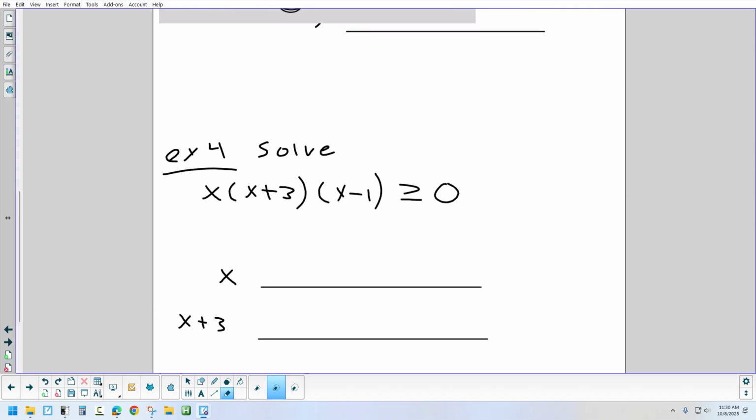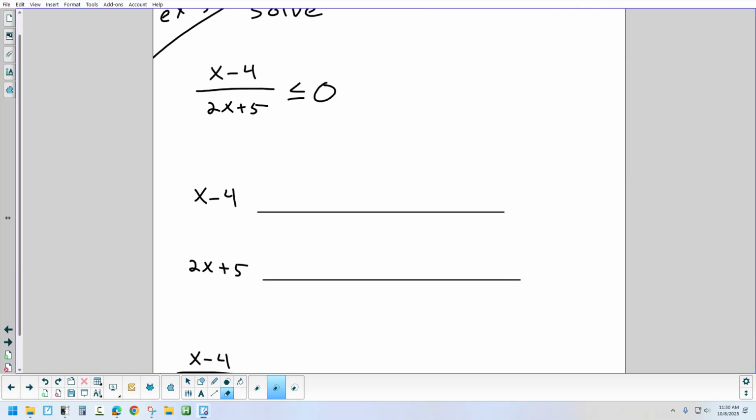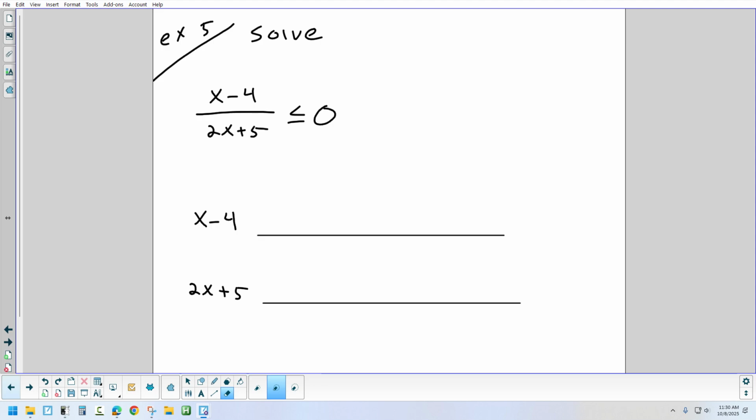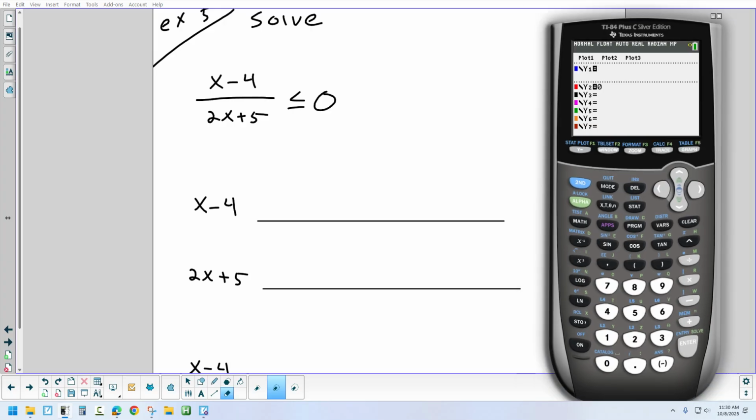Okay. Let's try division 1, and then this will be the last. Or maybe we'll do one more. We'll see. Let's do this one. Whenever you type in a fraction, make sure you use parentheses. So x minus 4, and then 2x plus 5. And we've got our line at 0.